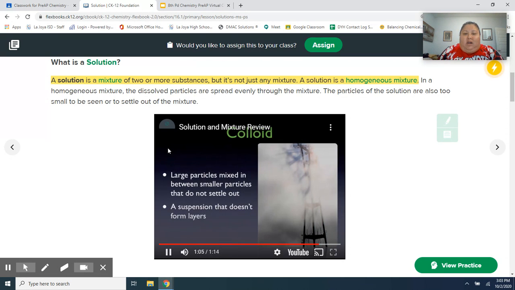Next, we have a colloid. Colloids will have large particles that you might be able to see. And they're usually suspended in between smaller particles. They do not settle out. Once those large particles are there, they don't usually move, and they won't form different layers.